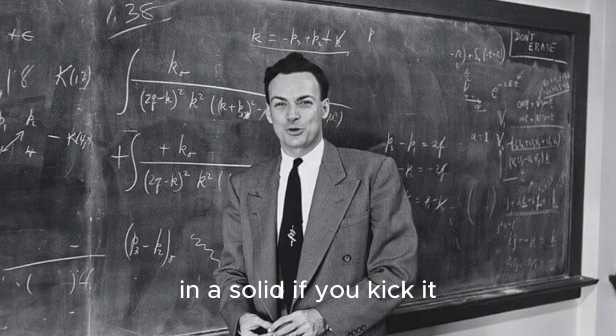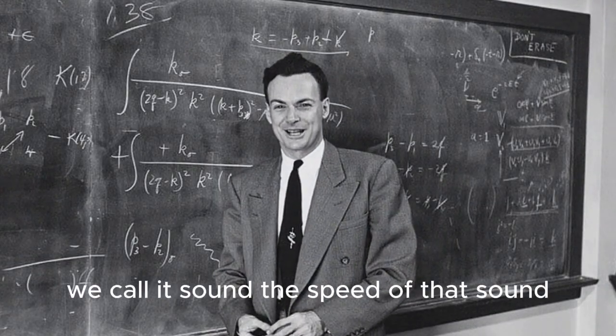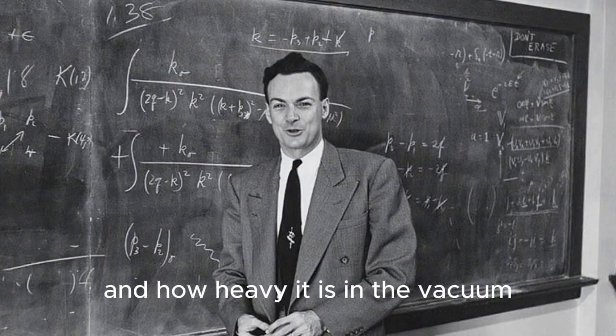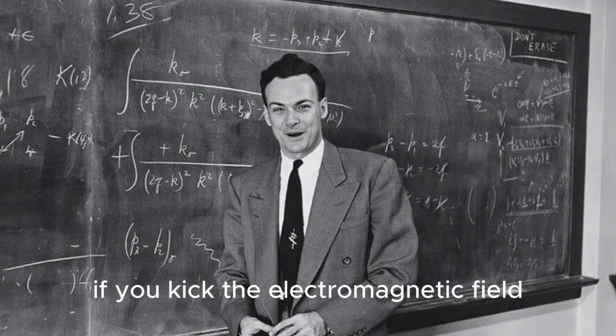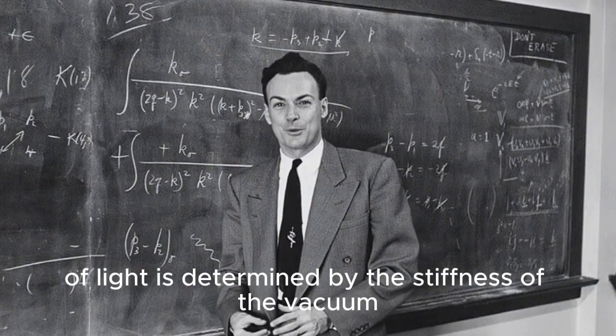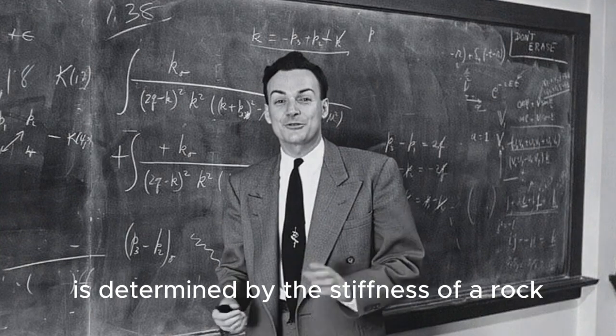In a solid, if you kick it, a wave travels through it. We call it sound. The speed of that sound depends on how stiff the material is and how heavy it is. In the vacuum, if you kick the electromagnetic field, a wave travels through it. We call it light. The speed of light is determined by the stiffness of the vacuum, just like the speed of sound is determined by the stiffness of a rock.